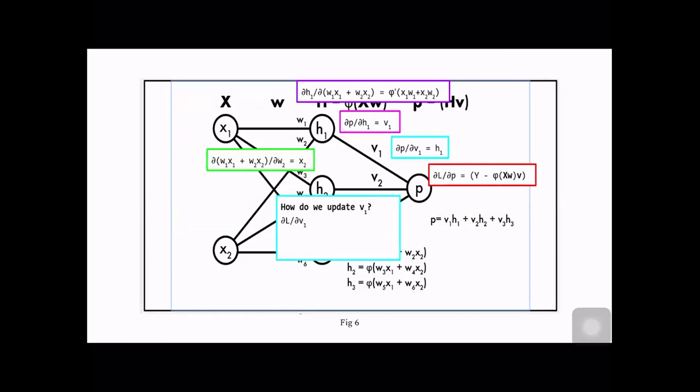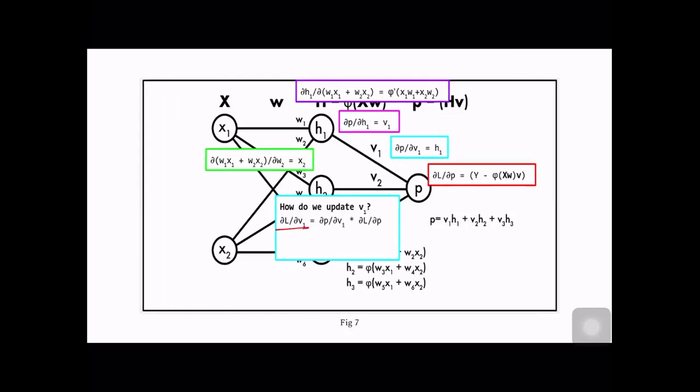So let us assume that we wanted to update V1, right? If you want to update V1, we need the gradients of the loss L with respect to V1. In order to calculate that, we use a common technique in calculus called the chain rule. What we want to do here is express the gradient of loss with respect to V1 in terms of known gradients, right? So the gradient of loss with respect to V1 can be expressed as gradient of P with respect to V1 times gradient of L with respect to P. This comes from the chain rule.